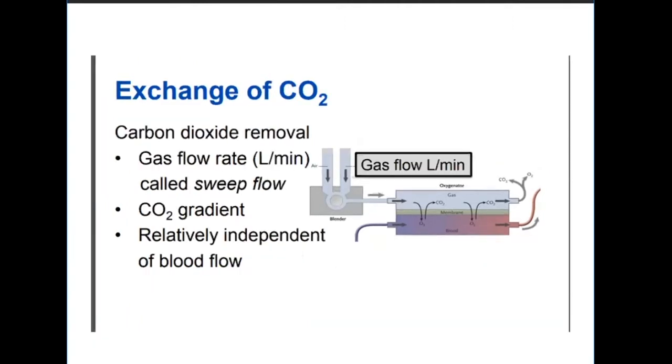Now, what determines the carbon dioxide removal? The most important factor that determines the carbon dioxide removal is the gas flow, the sweep gas flow. Usually, when you start the ECMO, we keep the ratio 1:1. That means the gas flow is kept according to the blood flow. If you have a blood flow of 4 liters per minute, then we keep a gas flow of 4 liters per minute. Sometimes you can increase the ratio to 2:1. That means the gas flow is 8 liters and blood flow is 4 liters, depending upon how the patient is clearing the carbon dioxide. So the carbon dioxide clearance is relatively independent from the blood flow.